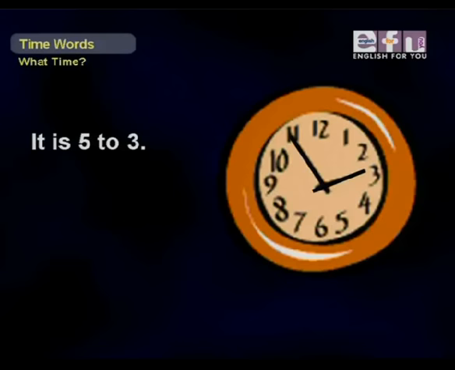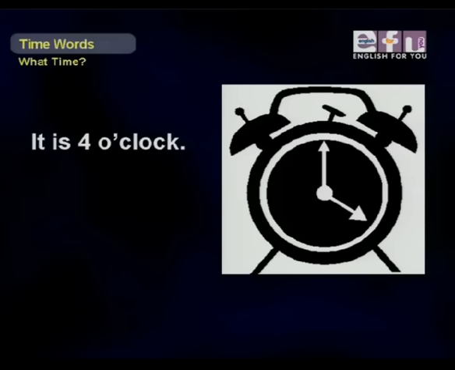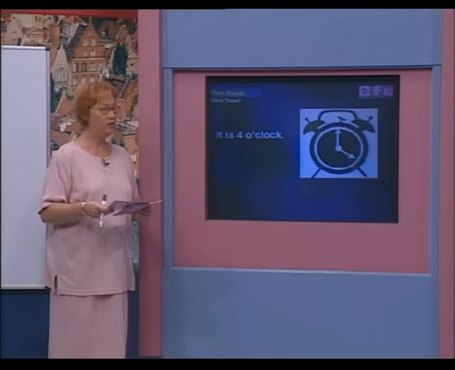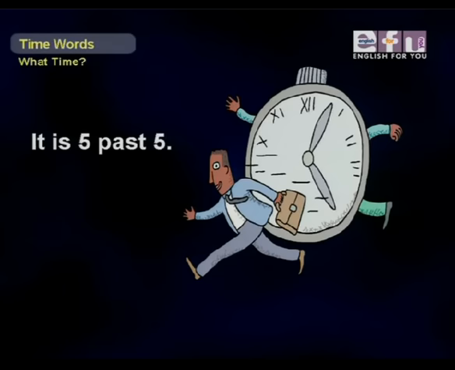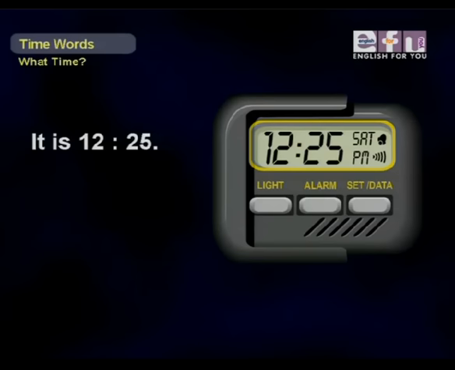Now, Lisa, you do it. It is 5 to 3. It is 2:55. Yes. Now, Isabel. It is 4 o'clock. Great. Now, Lisa, for you. It is 5 past 5. It is 5:05. Yes, good. All right, Ali, for you. It is 12:25. It is 25 after 12. Easy one.